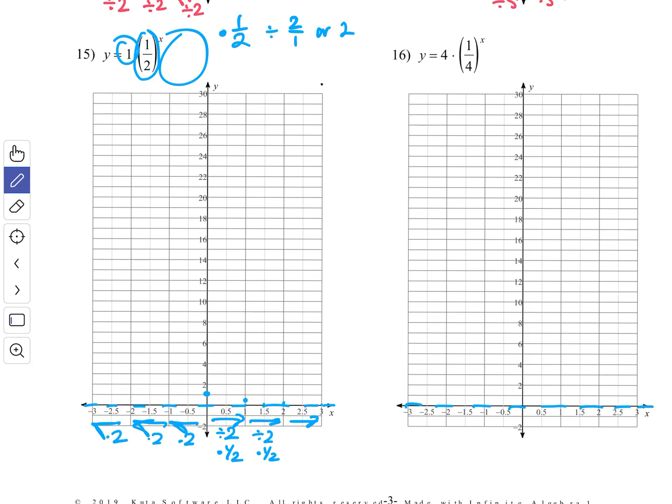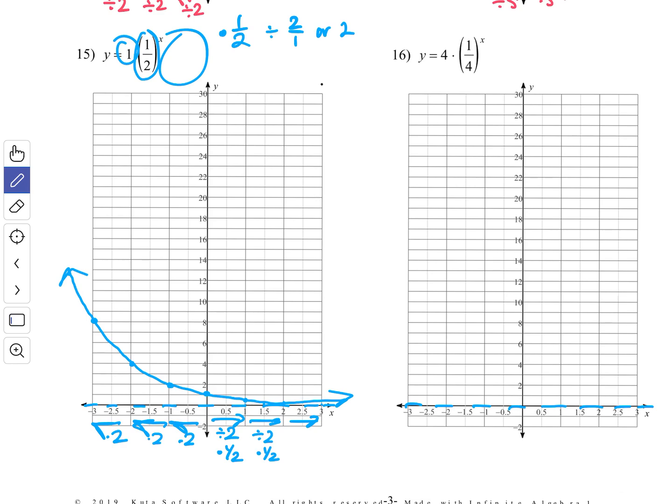So going to the left is what I need to do to kind of get a good idea of what this is going to look like. So if I times 1 by 2, we'd get up to 2. 2 times 2, 4. 4 times 2, 8. And so I can see that it's kind of curving down like this, and I'm going to get really close to that asymptote.